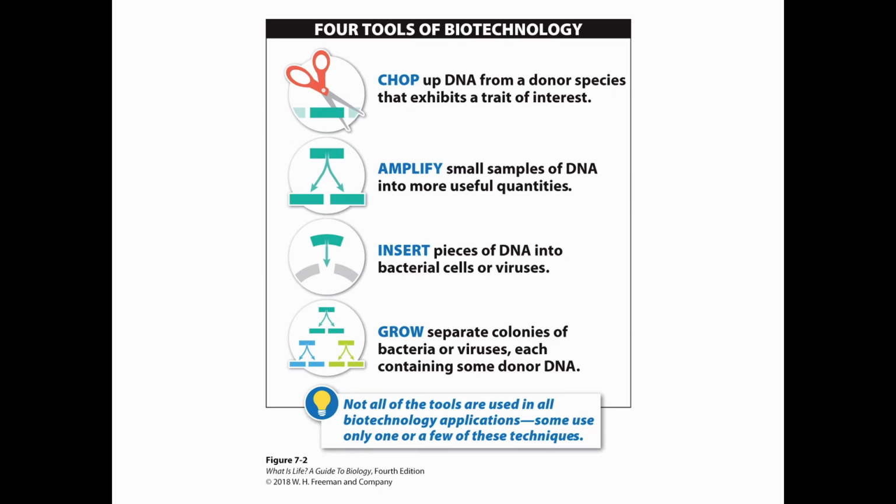We can amplify small samples of DNA to make more useful quantities. So let's say you are interested in a particular gene or a particular trait or section of DNA, but you have very, very little of it. We can go through a process to amplify that to make a much larger amount. We need to be able to insert DNA into cells like bacterial cells or viruses. And we need to be able to grow those colonies that have that donor DNA. So these are the basic four things that we're doing. Not all of these tools are used in every single application. Some will only use one or two, maybe three of these techniques. It's a mix and match depending on what you're trying to accomplish.